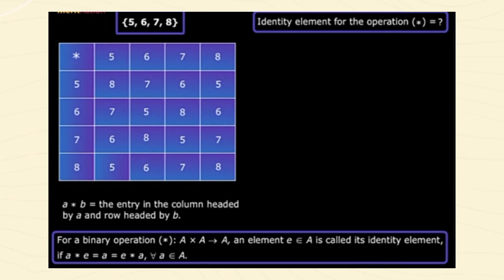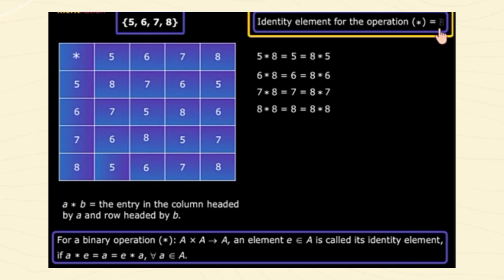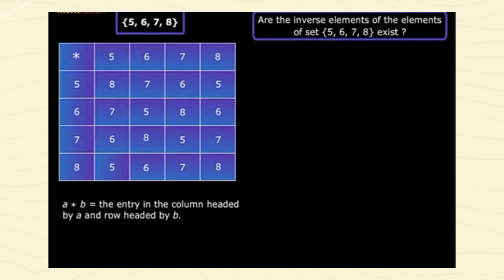Does there exist any identity element for the operation star? So, let's find out the answer to this question. Now, we know that for a binary operation star that is defined from A times A to A, an element E that belongs to set A is called its identity element if A star E equals A equals E star A for all A that belong to set A. Now, look at the binary operation table.